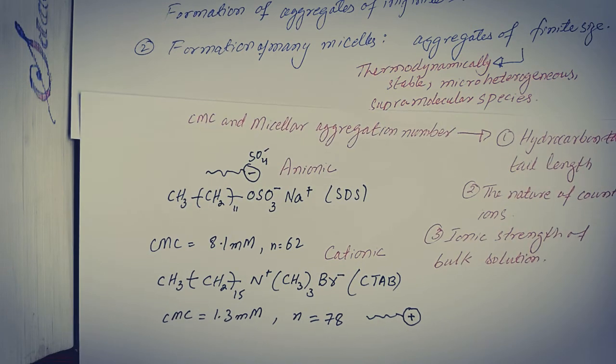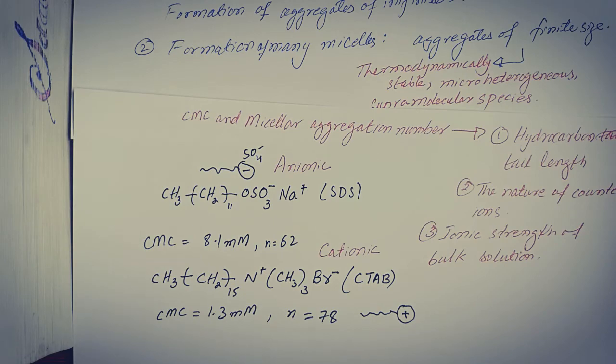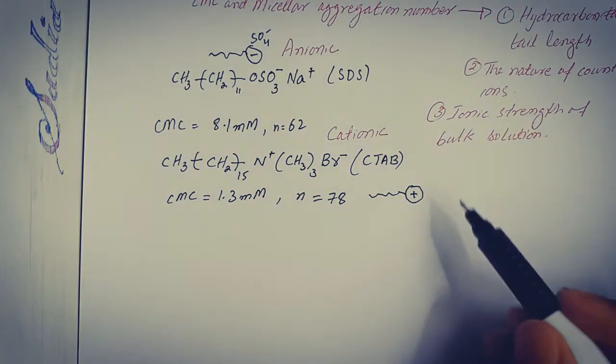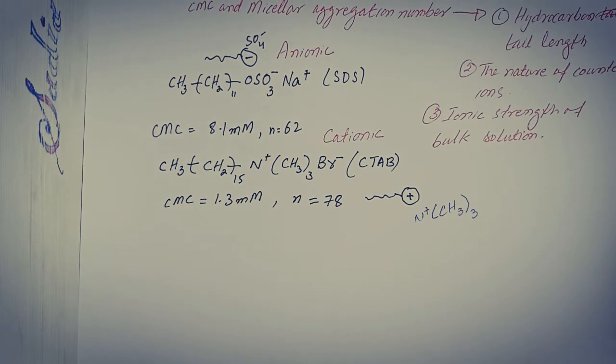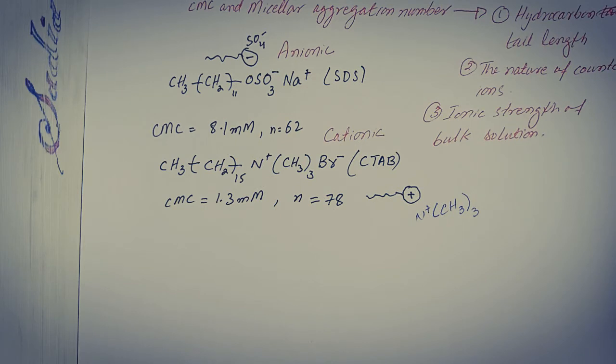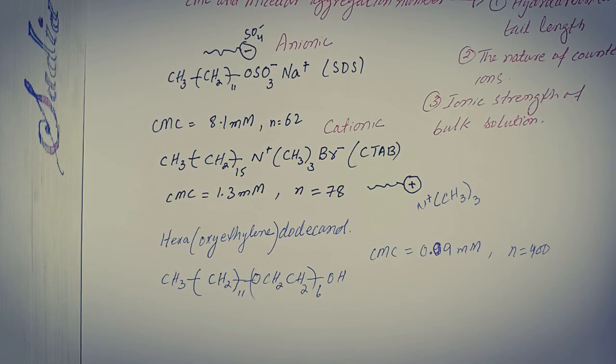cationic polar head. So this cationic polar head is actually the tertiary amine or tertiary ammonium cation. We can also have amphiphilic molecules having no charge but having polar and non-polar ends, like hexaoxyethylene dodecanol, a kind of non-ionic surfactant showing CMC value that is 0.09 millimolar, which is far less as compared to the anionic and cationic surfactants.